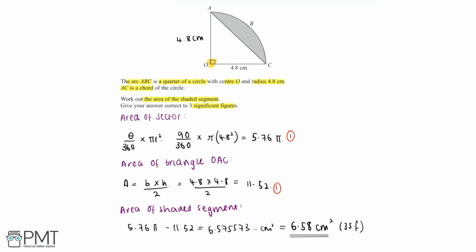And that third and final mark is for subtracting the area of triangle OAC from the area of the sector in order to find the correct area of the shaded segments. And so we found that the area of the shaded segment is equal to 6.58 centimetre squared, correct to 3 significant figures, allowing us to get the third and final mark needed to get full marks on this question.